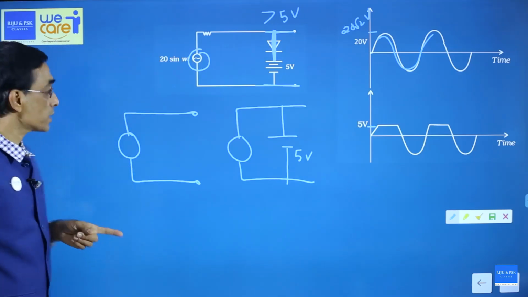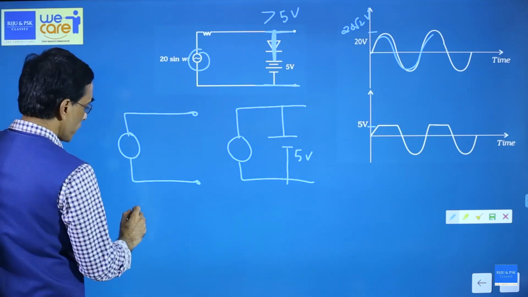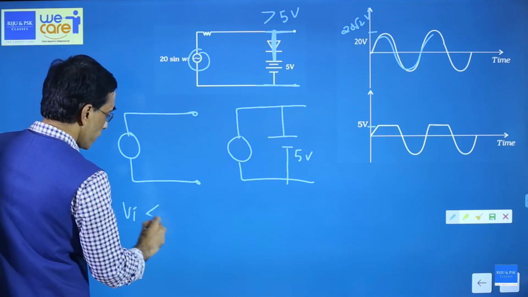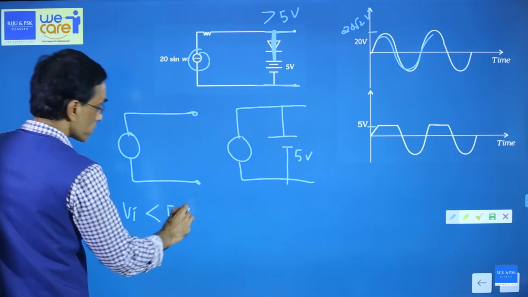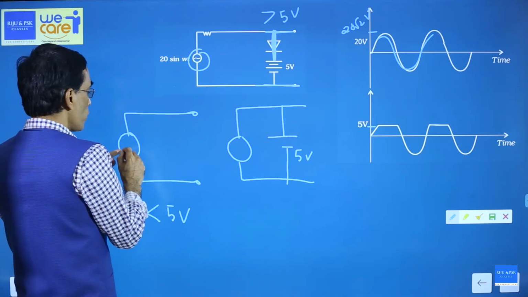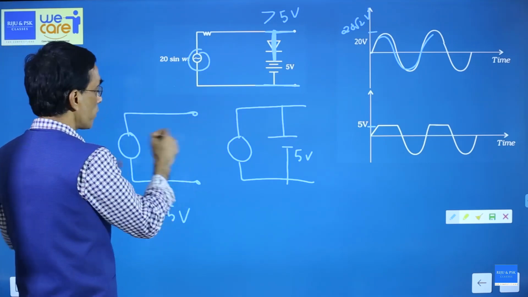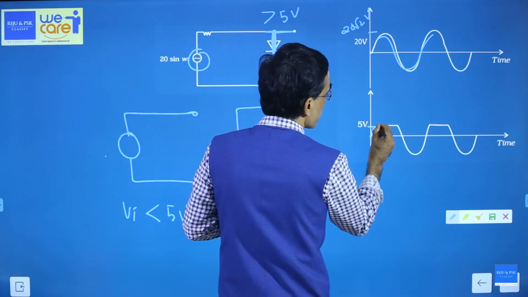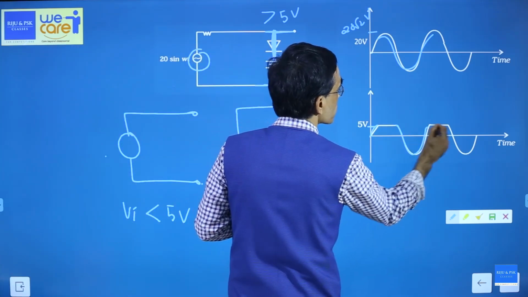These are the two conditions. This will happen when the input voltage is less than 5 volt. Less than 5 volt, what happens? Diode will not conduct. This voltage is available here. Whatever input you give, it's available here. That's why the output will have the same thing, input voltage, like this.